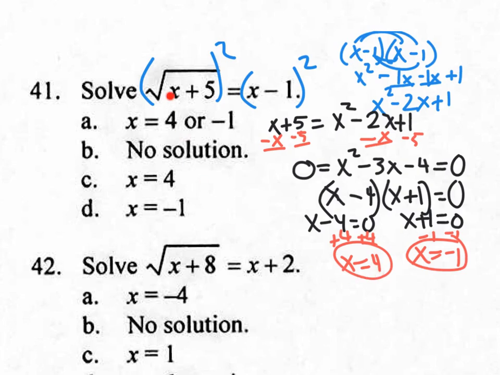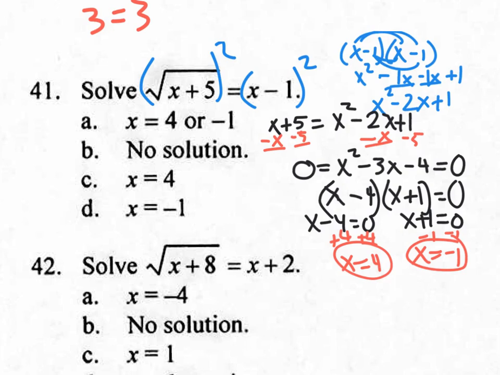If you plug in 4 right there and plug in 4 right here into the original, 4 plus 5 is 9. The square root of 9 is 3, so you might want to jot that down somewhere. Let's see if the other side also gives us 3 when we plug in 4, and it really does. 4 take away 1, it really does give us 3, so 4 is definitely an answer.